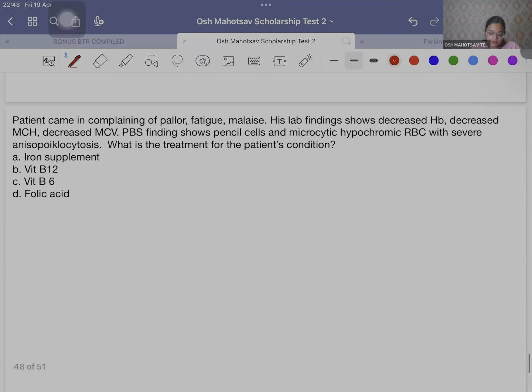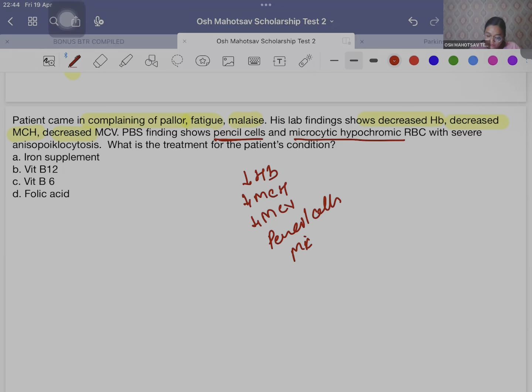Next, the patient came in complaining of pallor, fatigue, malaise. His lab findings show decreased hemoglobin, decreased MCH, decreased MCV, and in peripheral findings they have pencil cells and microcytic hypochromic RBCs with severe anisopoikilocytosis, that is microcytic hypochromic anemia.